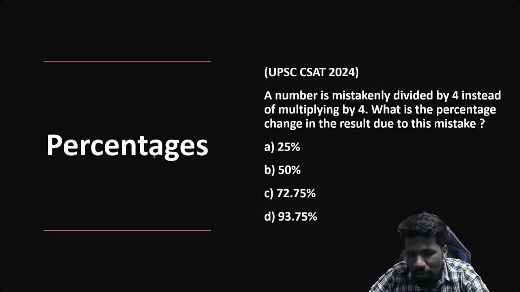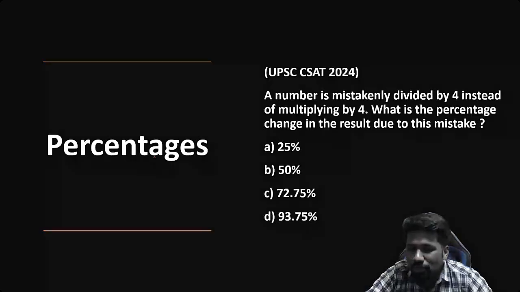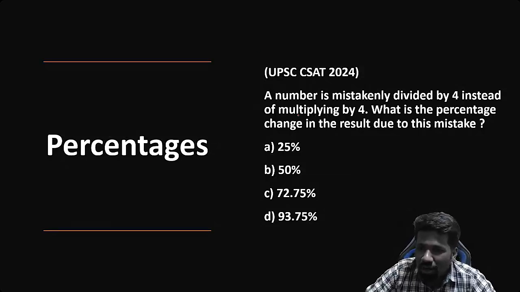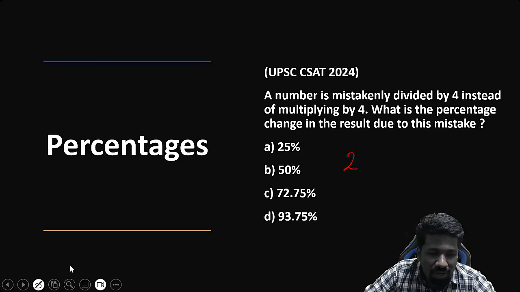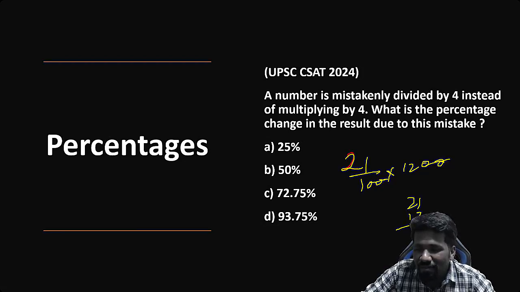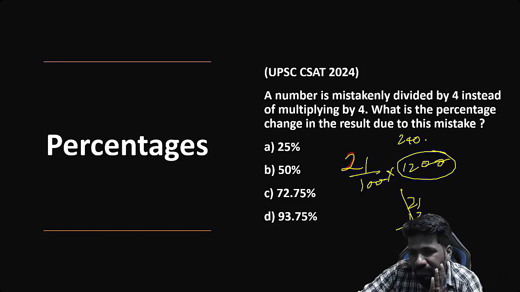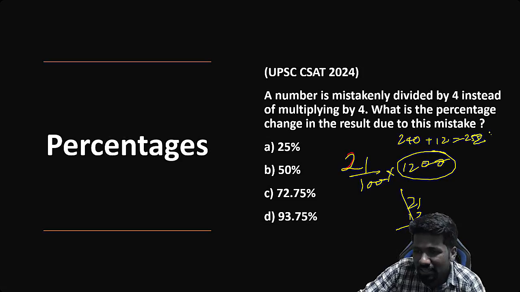This was a 2024 question on percentage. If you know the basic idea of percentage, this question is super easy. Yeah, in school, how to calculate percentage? For example, if it is 21% of 1200, you used to do 21 by 100 into 1200. Then you will cancel this. Then 21 into 12, you will multiply, taking more time. None of this is needed. 10% of 1200 is 120. 20% is 240. So 21% is 240 plus 12. 252 is the answer. This is a speed math technique.